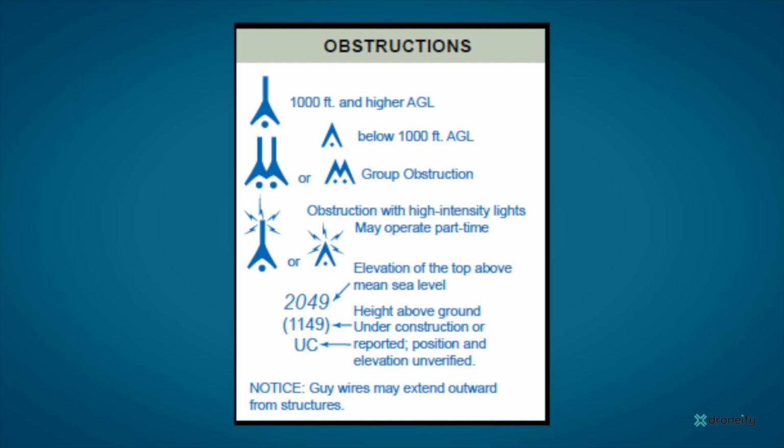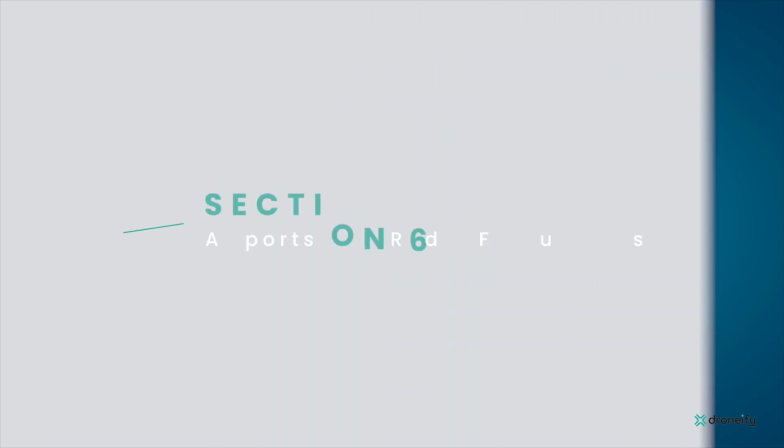By understanding the difference between MSL and AGL, and how to use both altitude references when planning and executing a drone flight, drone pilots can ensure compliance with FAA regulations and maintain safe and successful operations in the airspace.